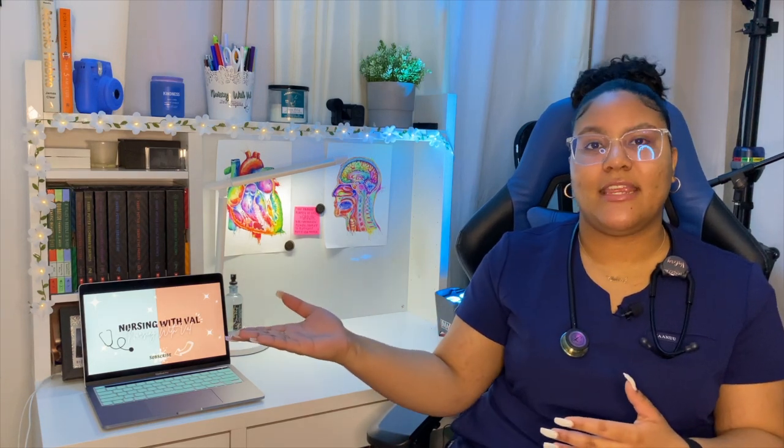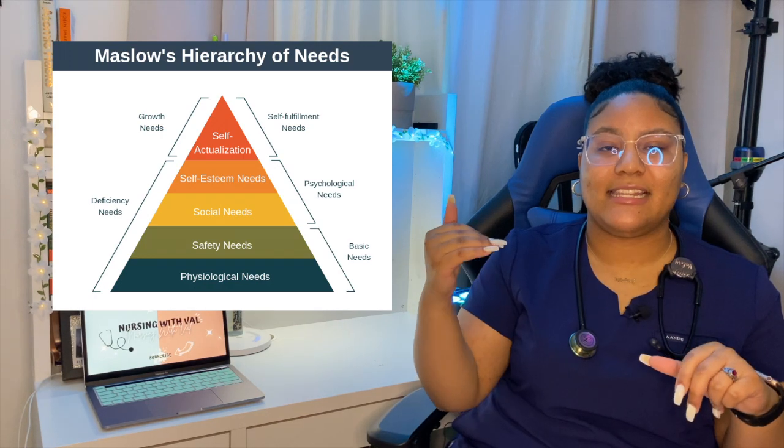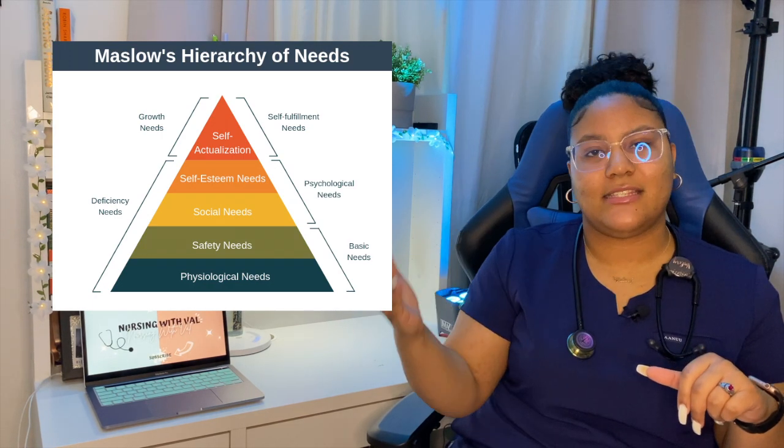Okay guys, so another concept that is really important and you need to understand and memorize is Maslow's hierarchy of needs. So I'm gonna put a picture right here, and to put it simply, it's basically a pyramid. The pyramid has levels depending on the patient's needs. So for example, the first level of the pyramid is the physiological needs, and this is the highest priority. For example, the patient's ABCs: the airway, breathing, and circulation.